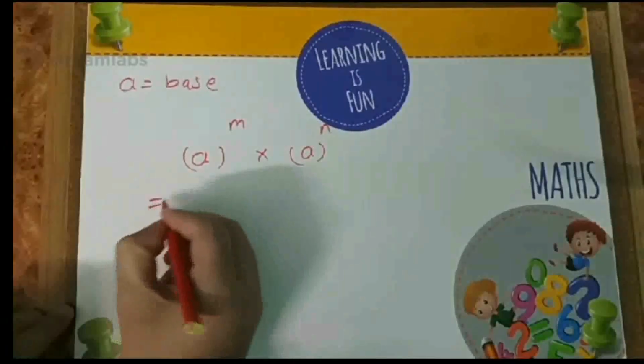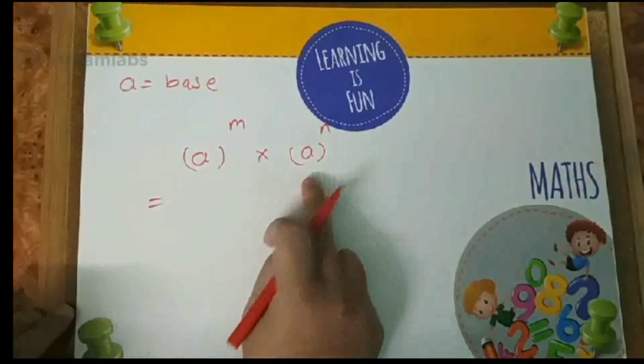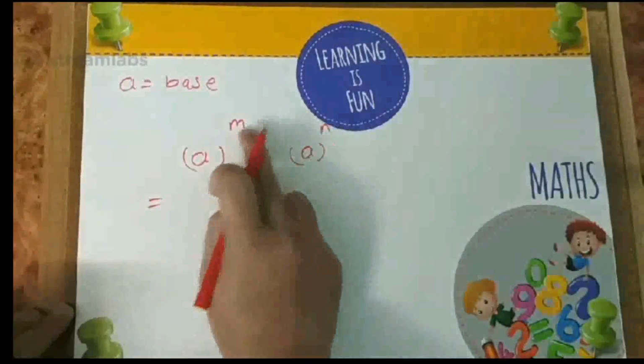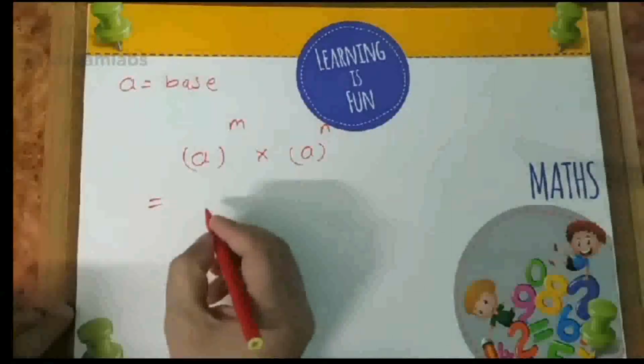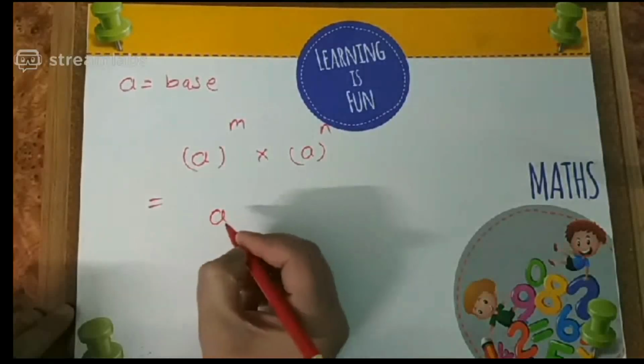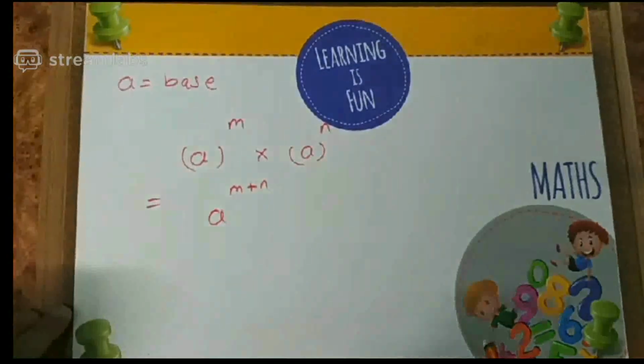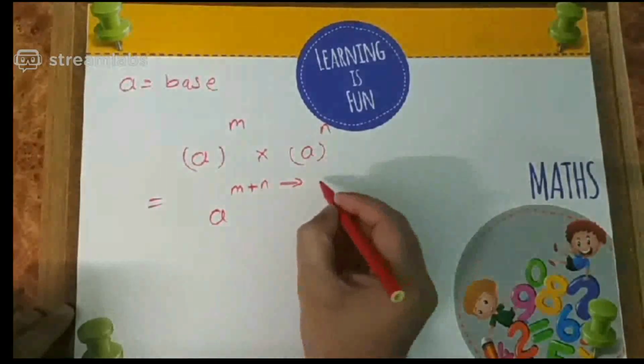Now if we have the same base and the powers are different and we are multiplying them, then the powers will get added. So here a will remain the same and the powers will get added, where m and n are the powers.